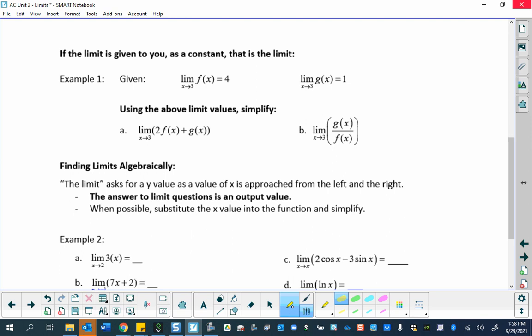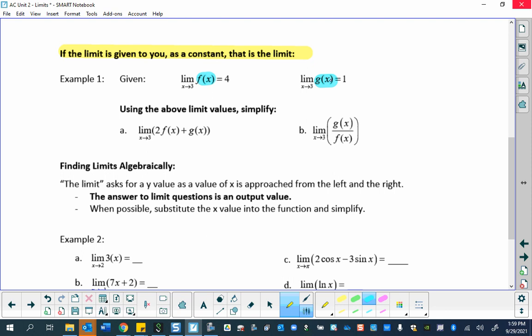The one thing you need to know, if the limit is given to you as a constant, then that is your limit. Now you may not know what the function is. So this here is some rule named f, some rule named g, and I don't know what the rules are. I don't care what the rules are, because they're telling me as x gets closer to 3 from the left and the right, the output is 4. That's the limit. That's what we're approaching. As g gets closer to 3 from the left and the right, my output is 1.